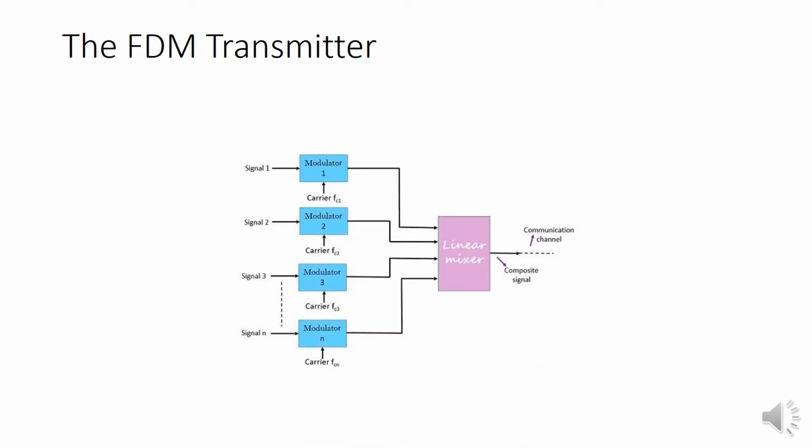This is the block diagram of the FDM transmitter. Here we have the different signals, connected to the different modulators and the carrier signals. These modulators are finally connected to the linear mixer. Finally we get the composite signal, which is sent over the communication channel.